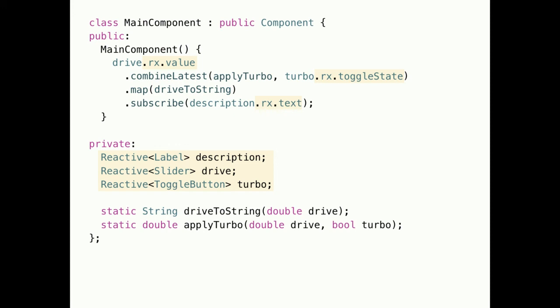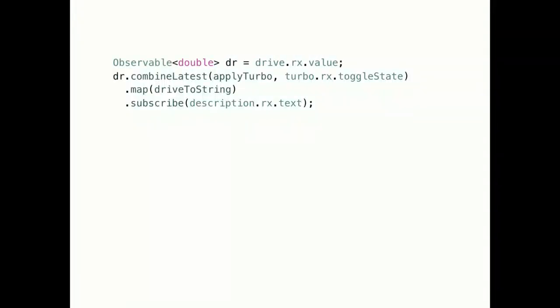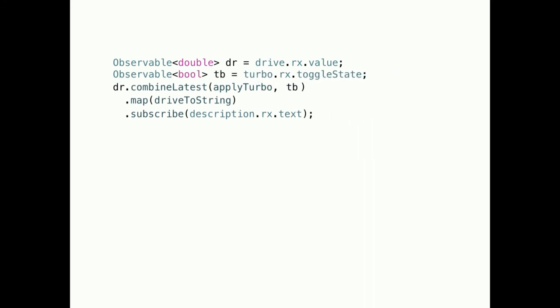So let's look at what's going on here, because there's this dot chain notation, and it would be interesting to know what the types actually are and what's happening there. So first of all, we can create a local variable like this. So this drive Rx value is an observable double. Okay? And we can do the same for the toggle state, which is an observable bool.